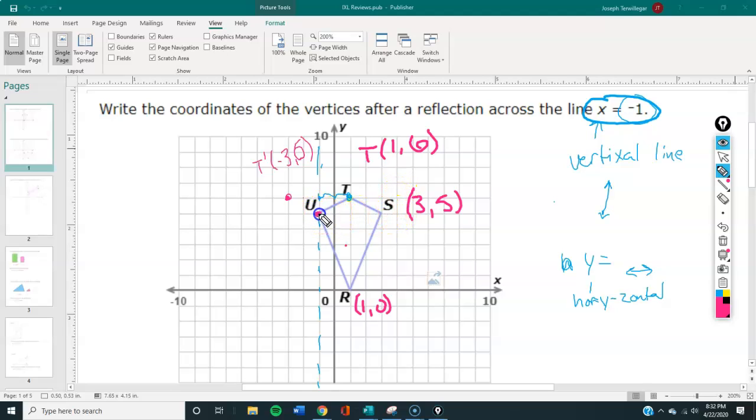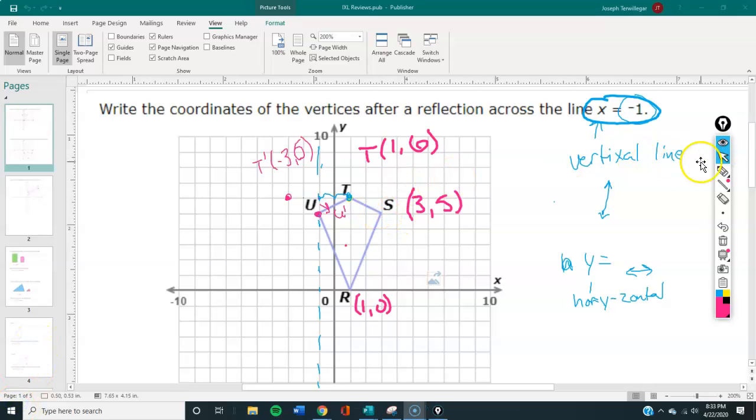U to U prime doesn't move, guys. It's on the line, so it's 0 away. So you go 0 the opposite direction. Easy peasy. I should probably check this, make sure sound's working. I've had some bad times with this in my life.